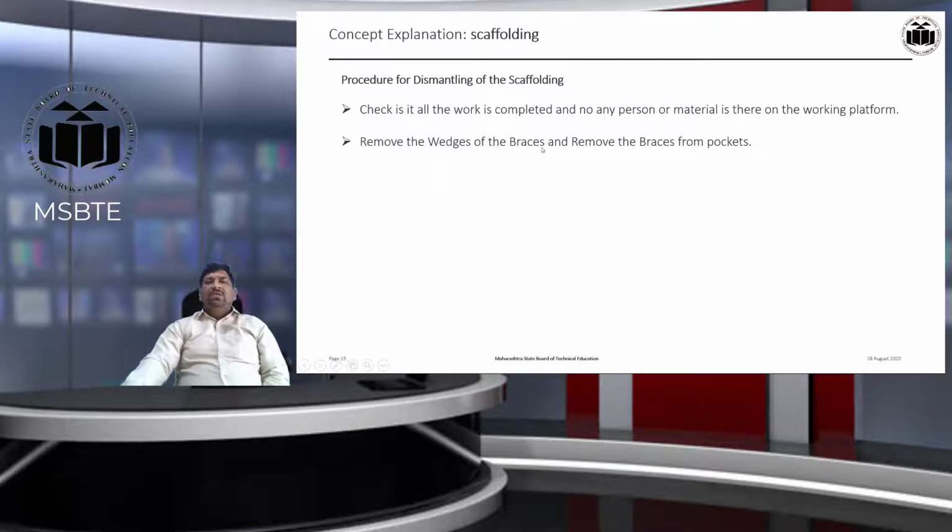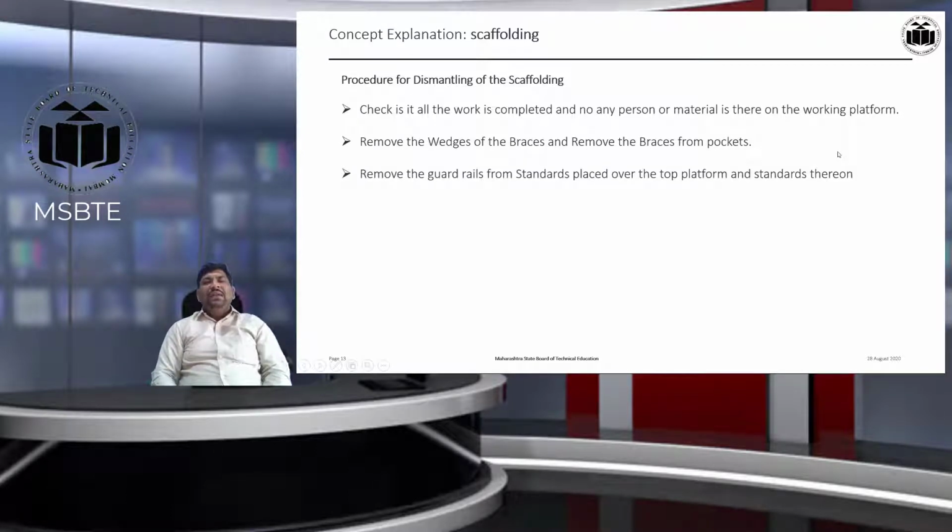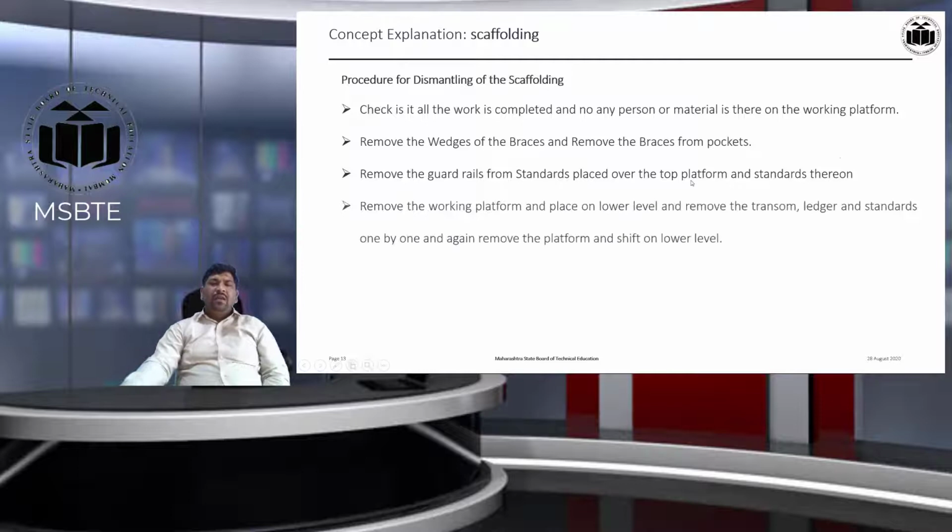Then remove the wedges of the braces and remove the braces from the brackets. After that, remove the guardrails from the standards placed over the top platform, and the standards thereon. Remove the working platform and place it on a lower level, and remove the transom, ledger and standards one by one, and again remove the platform and shift it to a lower level.